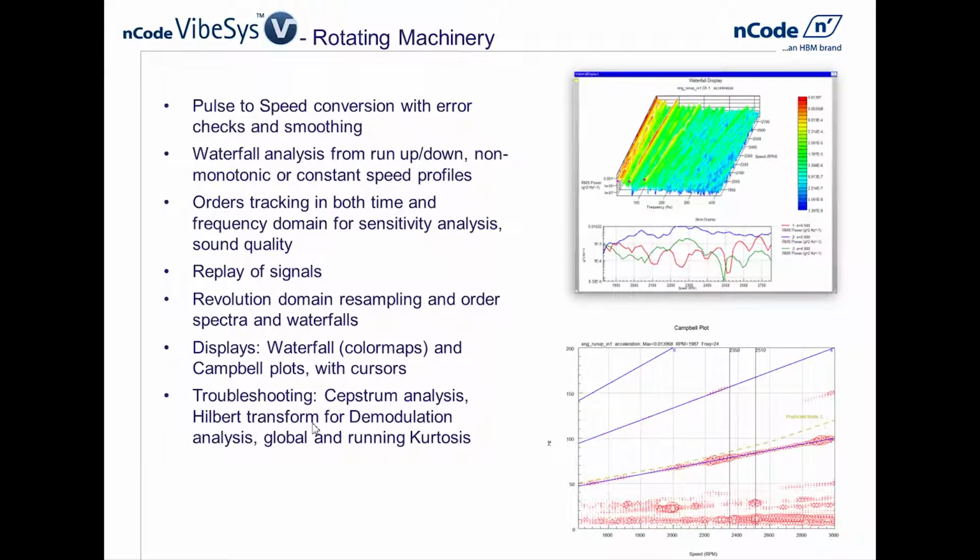Other features for troubleshooting include the Cepstrum analysis for identifying sideband frequencies, the Hilbert Transform, so that's for demodulation and understanding well the modulation function created by some particular flaws or some particular, say, defect in bearings, for instance. We've got indicators such as the kurtosis, whether it's a global one on the signal or running kurtosis, etc. All this again for troubleshooting rotating machineries.